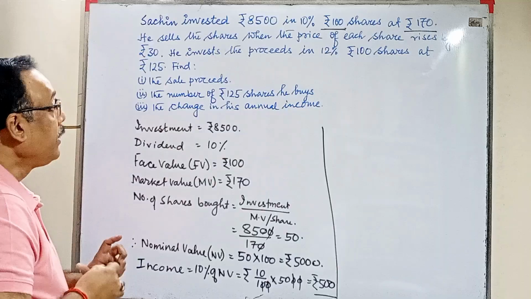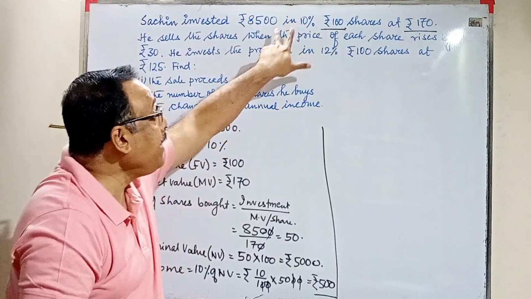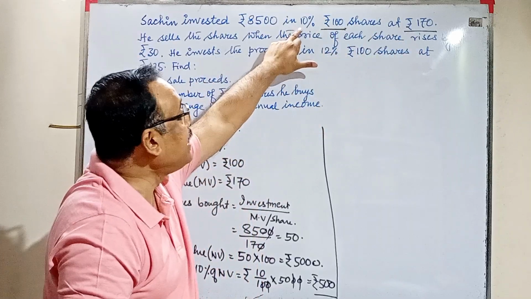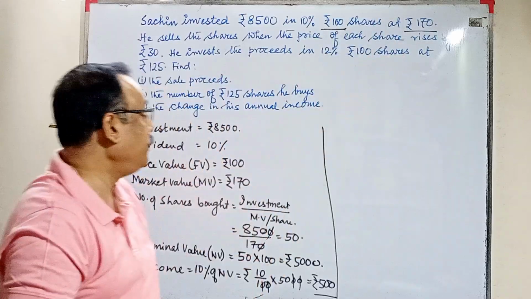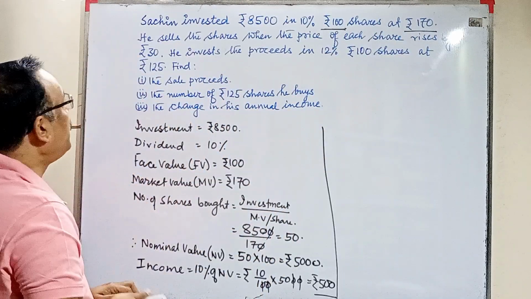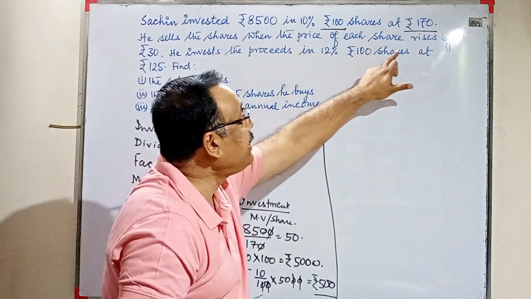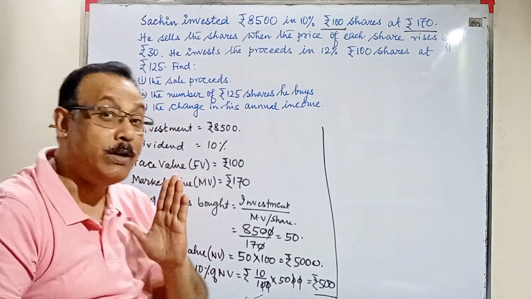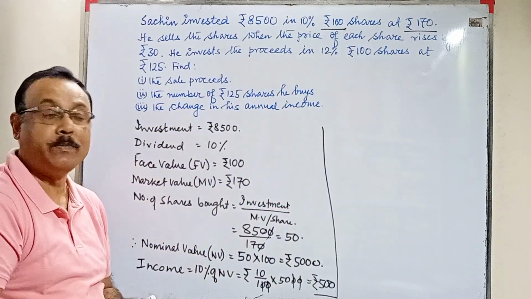So am I clear? So first I bought 8,500 worth of shares. So very important is this line, 10% 100 shares at 170. So this 10% is my dividend rate, this 100 rupees is my face value and this is my market value. Now what the person is doing? He sells these shares when the price of each share rises by 30 rupees. How many shares is he holding? He is holding 50 shares. How much is his yearly income? His income is 500 rupees from this share.